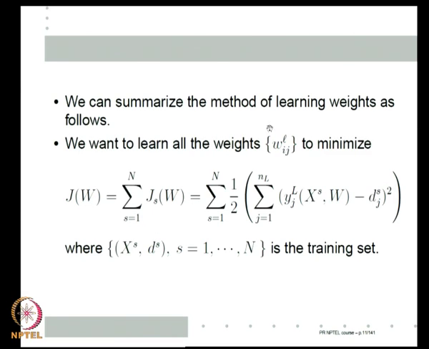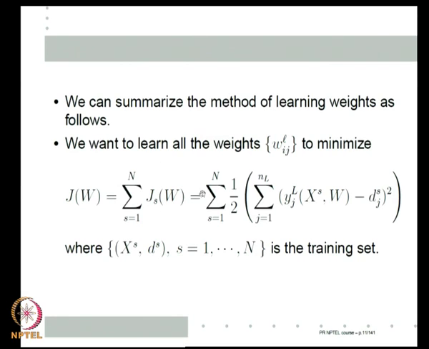Now, we want to learn this W to minimize the performance index J, where J of W is the summation over s equal to 1 to n of J_s of W, where s is an index that goes over the training samples. Our training samples are of the form (x_s, d_s). For the input x_s, the desired output is d_s. There are n training samples, so we sum over each of the training samples.